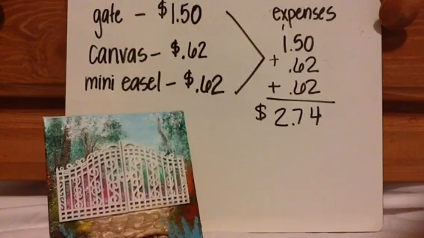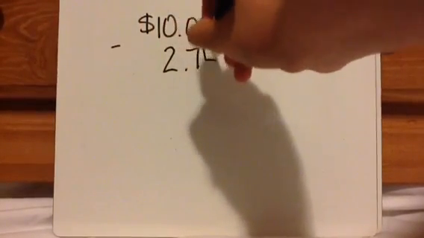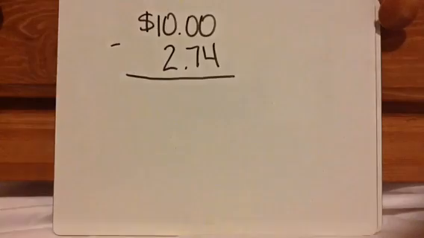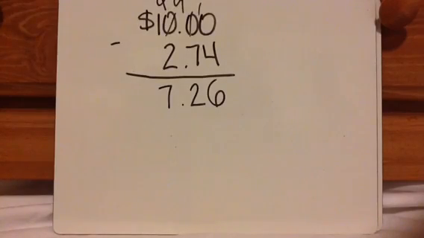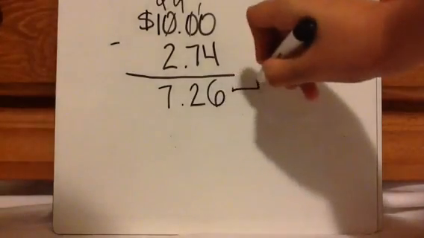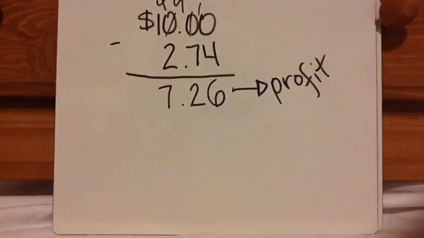So let's say I sell it for $10. Someone buys it for $10. So you want to subtract the amount you spent on the materials, and whatever's left over, this is your profit. So I did the subtraction. I got $7.26 as my profit. So there's an example of how you can figure out, calculate profit in a given situation.